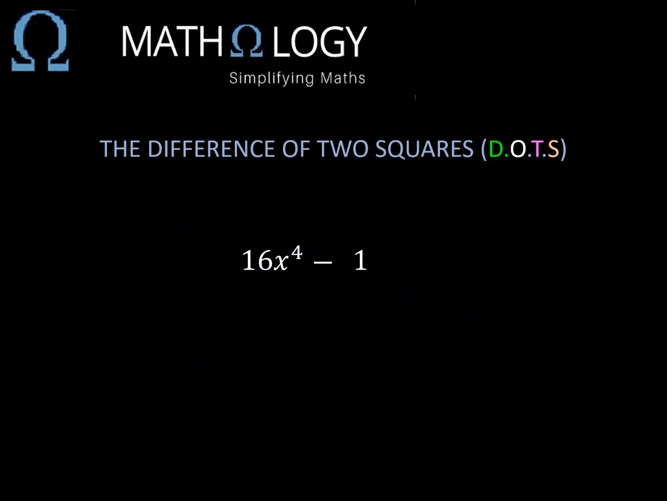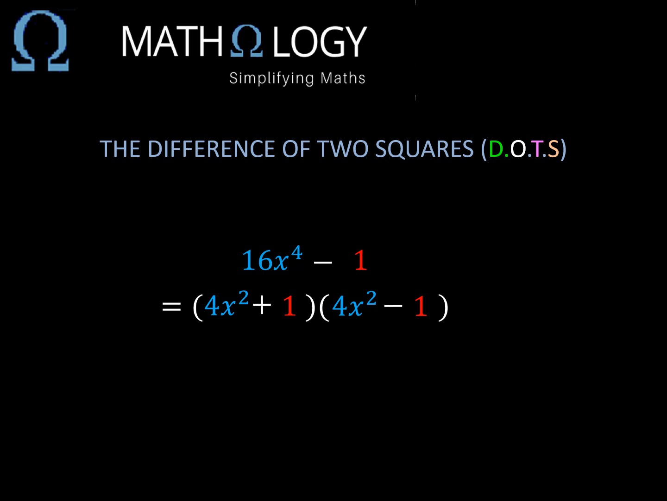Factorize 16x to the 4 minus 1. There aren't any common factors amongst the terms. The expression contains only two terms, separated by a minus sign. And both terms have a perfect square root. We can therefore factorize the expression using the difference of two squares. The square root of 16x to the 4 is 4x squared, and the square root of 1 is 1. Place opposite signs inside the brackets.